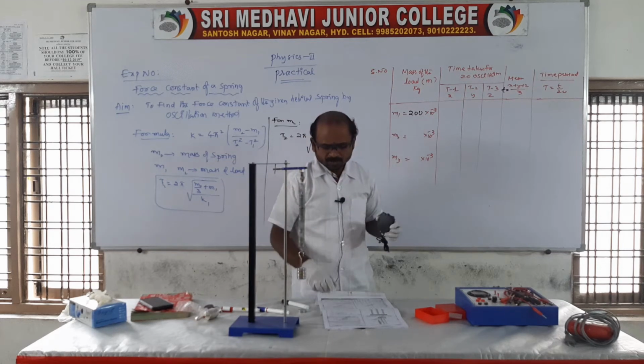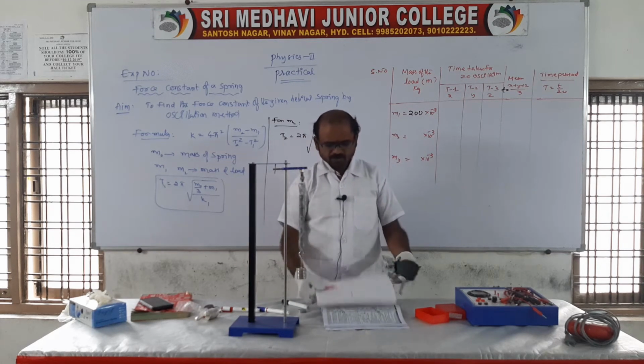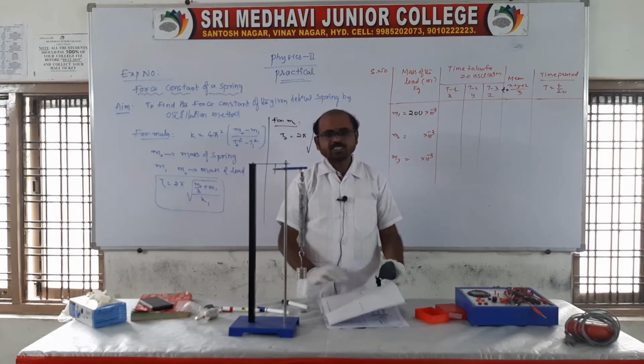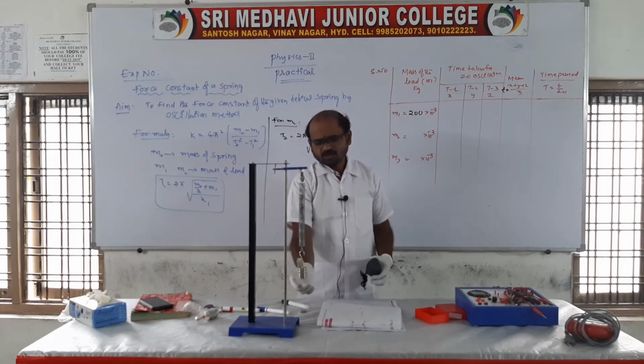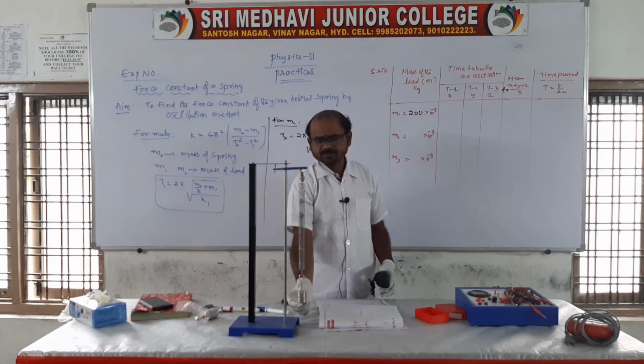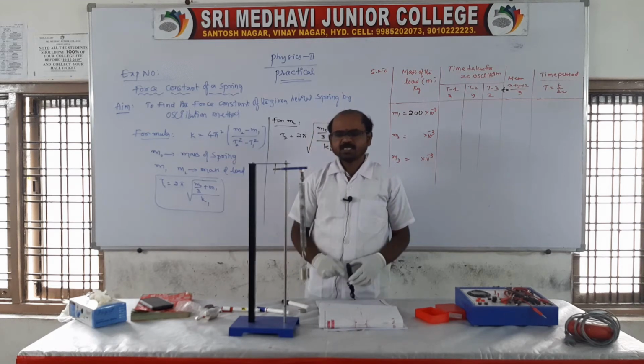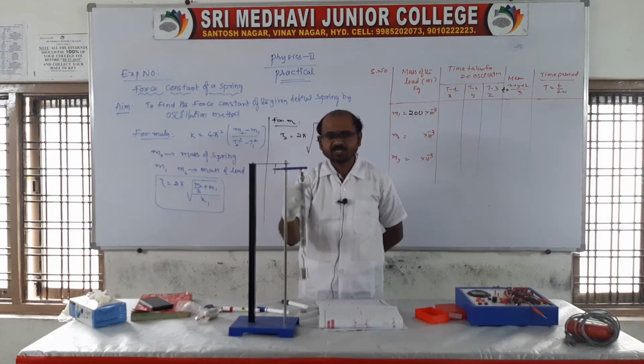Now for trial 1, you take it as trial 1. Because it is horizontal, you pull it downward and you release it. Slowly we can do it. When we pull it down and release it, it makes 20 oscillations. We need to count 20.